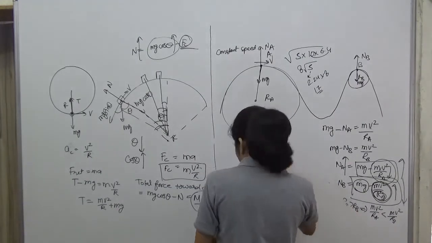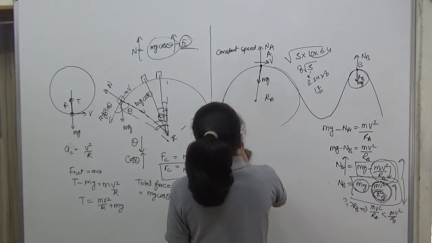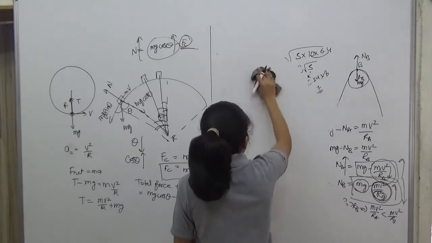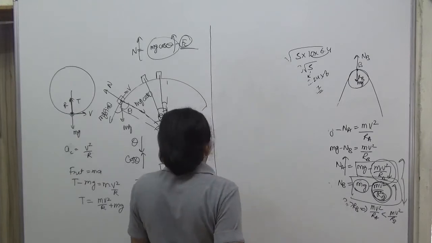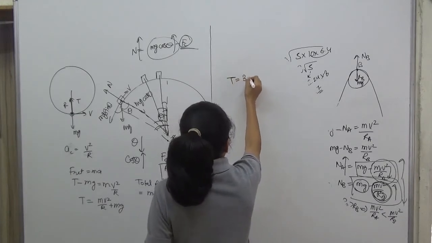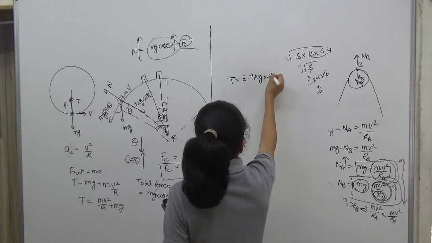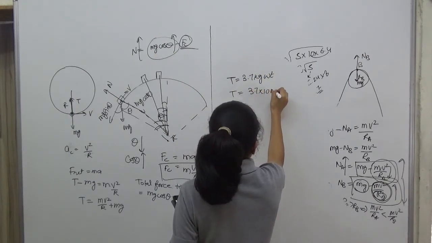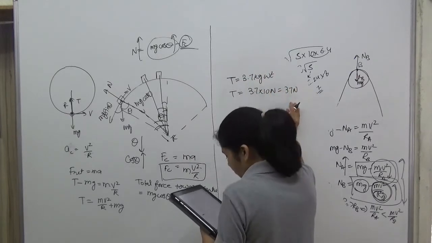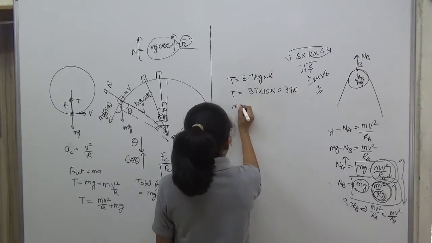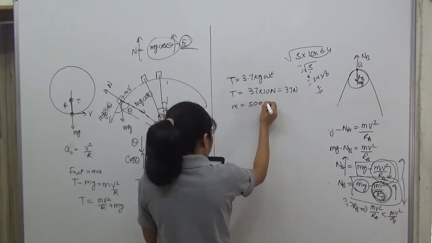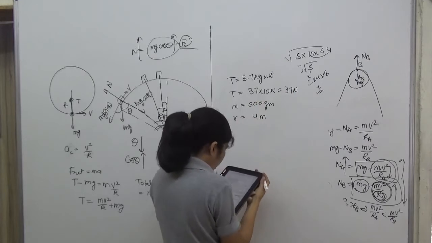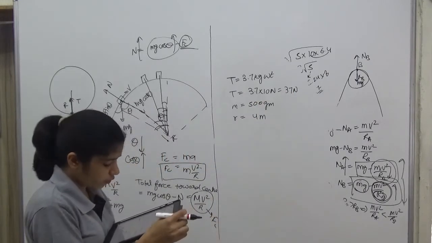So we can say 3.7 into 10 Newton. Now maximum tension is at which point? It is at the bottommost point. So tension is equal to 3.7 kg weight, or we can write T is equal to 3.7 into 10 Newton, which is 37 Newton. Mass of the stone is 500 gram and radius of the circle in which it is moving is 4 meter. Then the maximum angular velocity of the stone will be.